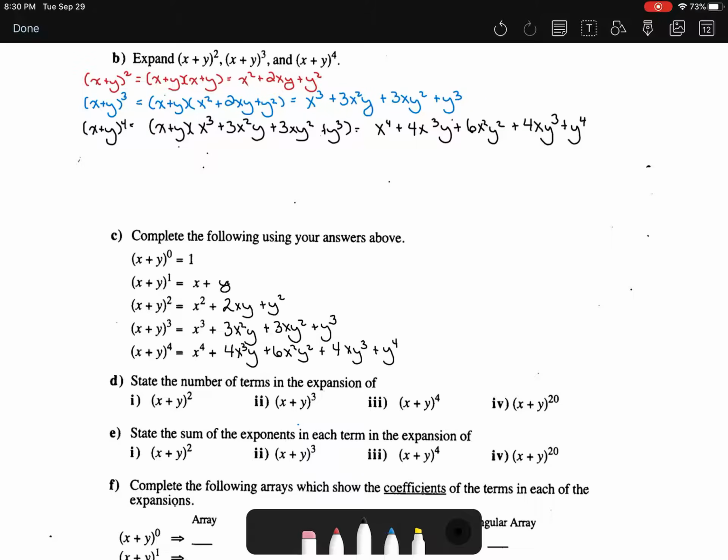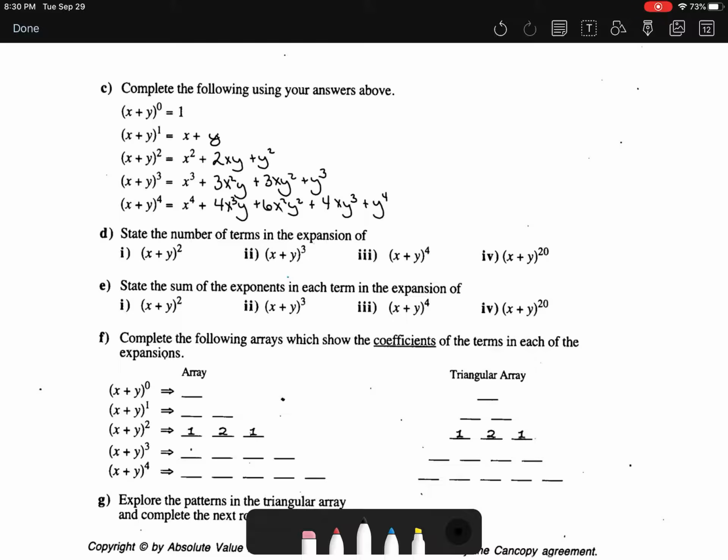So now we start to take a look at the relationships here between these binomials we expanded. And you'll see D, E, and F, they're asking us something different to notice about the patterns.